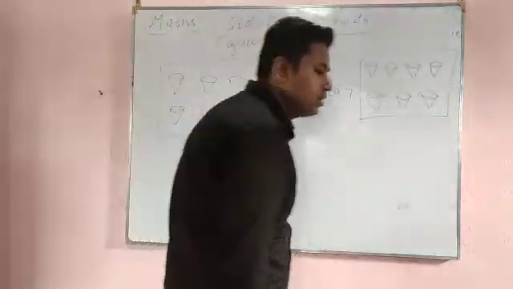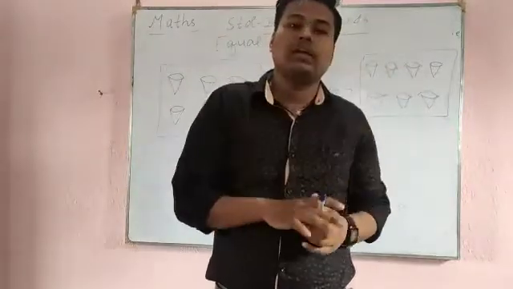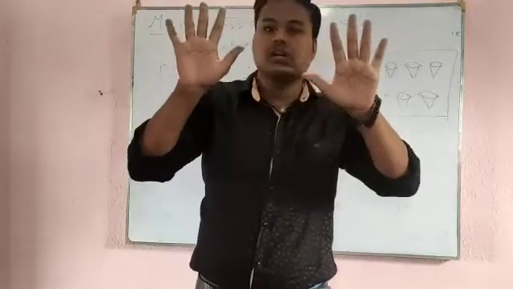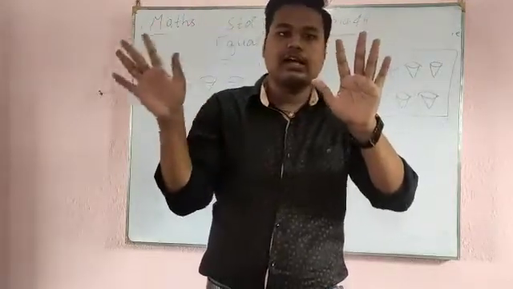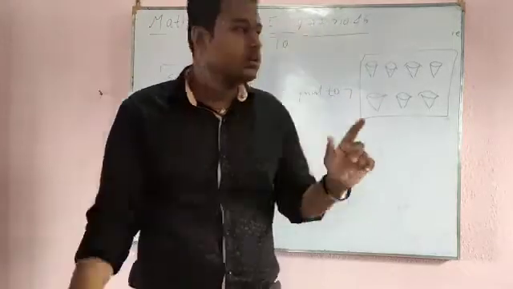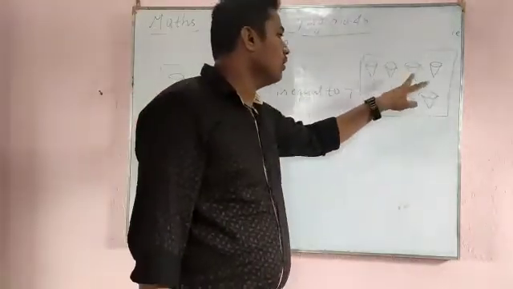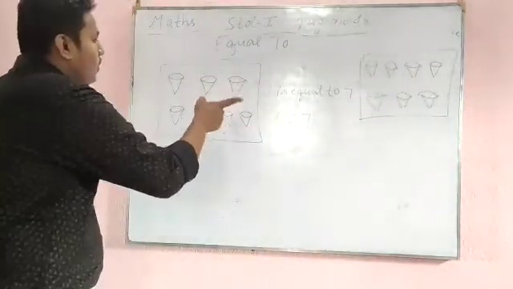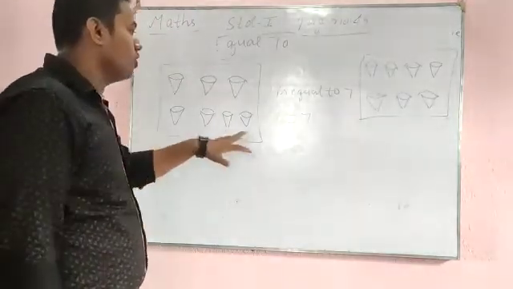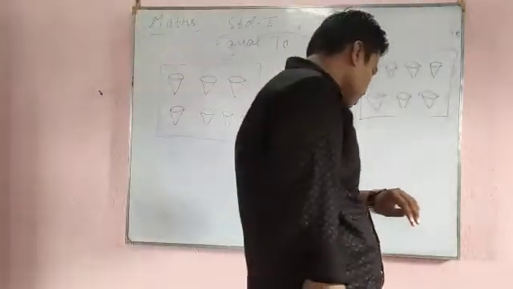Again, see, equal to. Equal means what? In this hand I am showing 5 fingers, 1, 2, 3, 4, 5. In this hand also I am showing 1, 2, 3, 4, 5. So in both my hands there are 5 fingers. So 5 is equal to 5. Same thing here. 1, 2, 3, 4, 5, 6, 7 and 1, 2, 3, 4, 5, 6, 7. In both figures there are 7 ice creams or cones. So you can write 7 is equal to 7, and in maths numerically we can write 7 = 7. Understood?